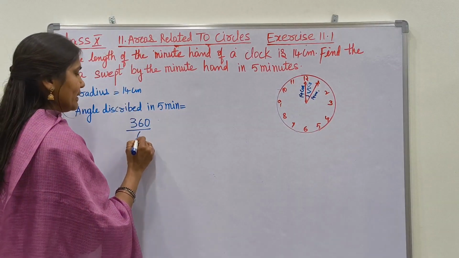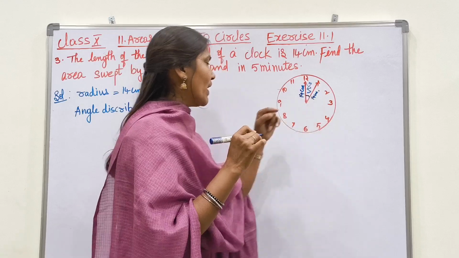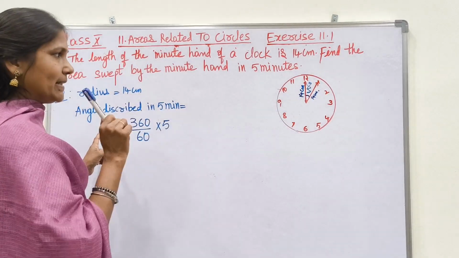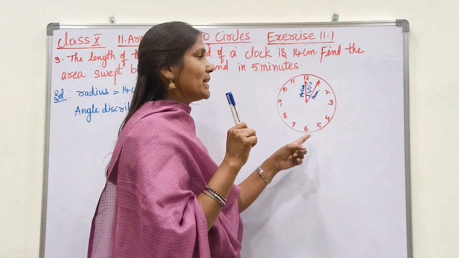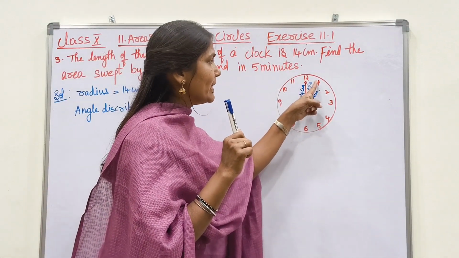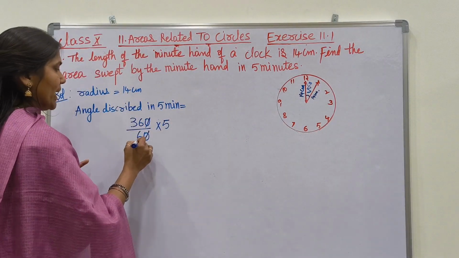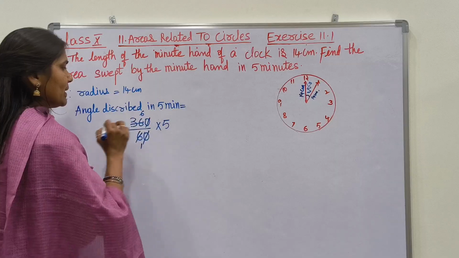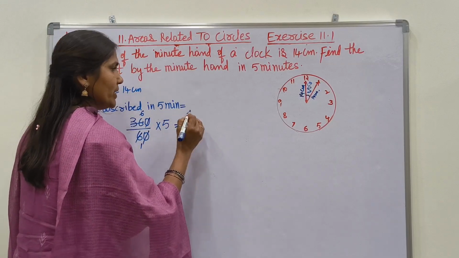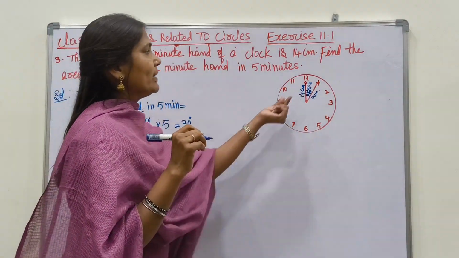60 minutes. So 360 by 60 into 5, because we want the degree for 5 minutes. In 60 minutes the hand moves a full circle, and we want only 5 minutes. Here the zeros cancel. 6 times 6 is 36, so 6 times 5 is 30 degrees. So here we have 30 degrees.